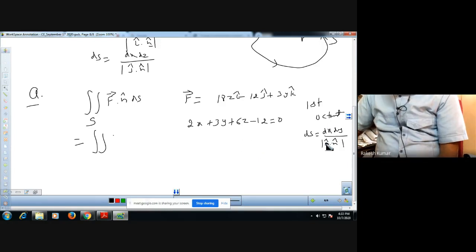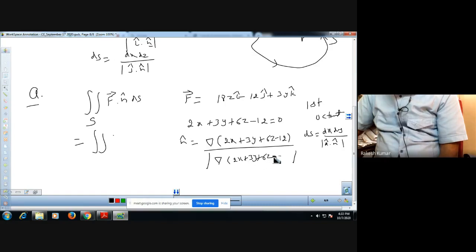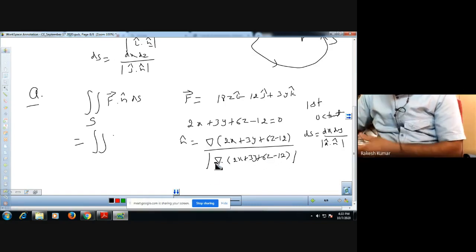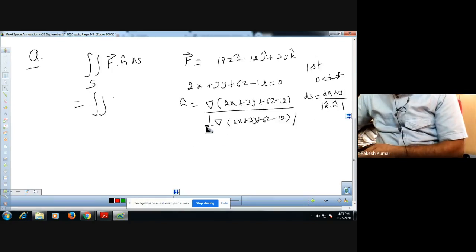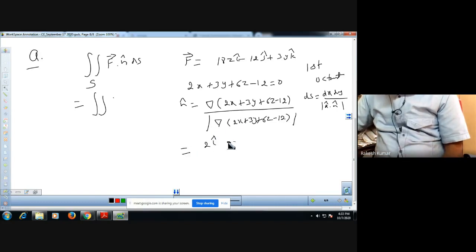And how to find n cap? n cap is always the gradient of this surface, 2x plus 3y plus 6z minus 12, divided by its magnitude. Because for a unit vector, we should always divide by its magnitude. So let us find that. The gradient is 2i cap plus 3j cap plus 6k cap.